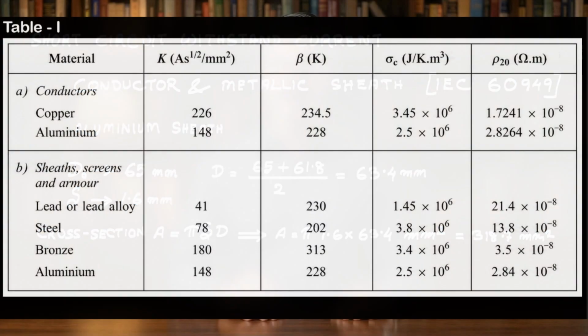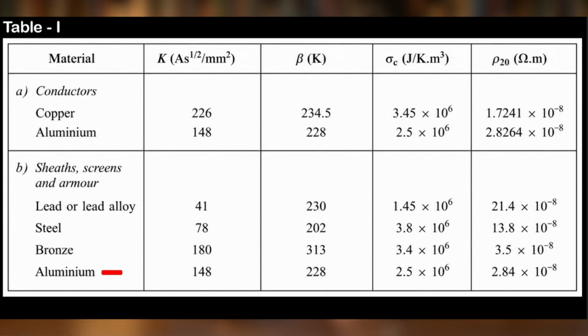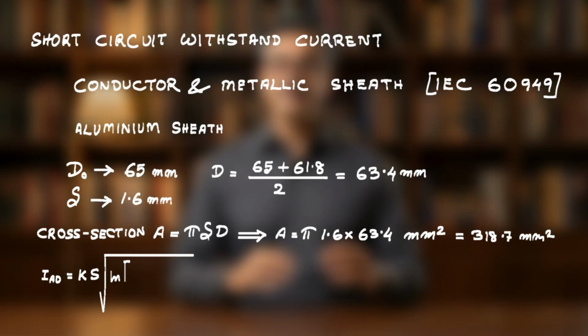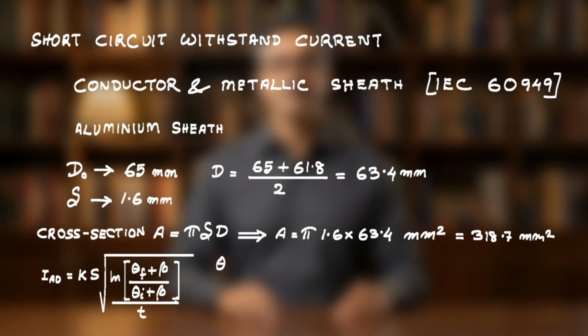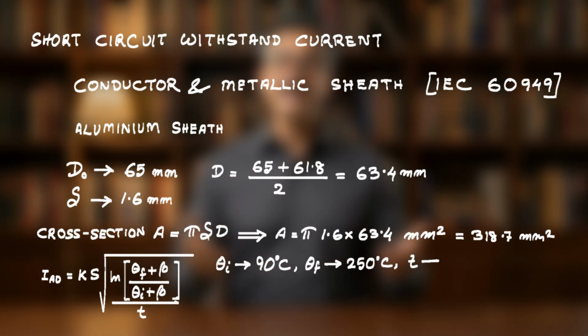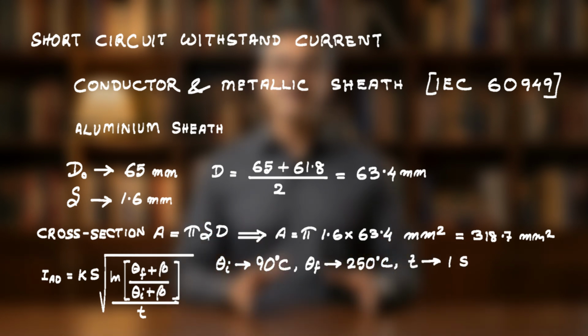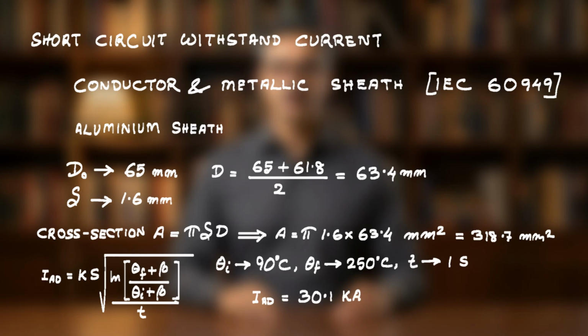Now we calculate the adiabatic short circuit current. For aluminium, we refer to the standard table where the value of K is 148 and beta is 228. We use the same formula and substitute all the values. Here, the initial temperature is 90 degrees, the final temperature is 250 degrees, and the time duration is 1 second. After calculation, the short circuit current comes out to be approximately 30.1 kiloampere. So this is the adiabatic short circuit current of the aluminium sheath.